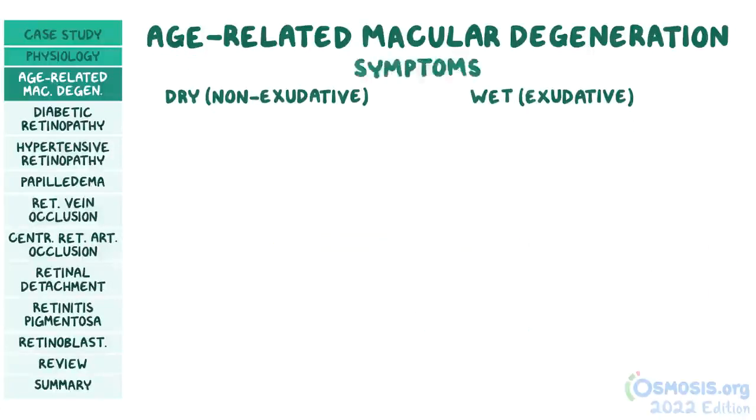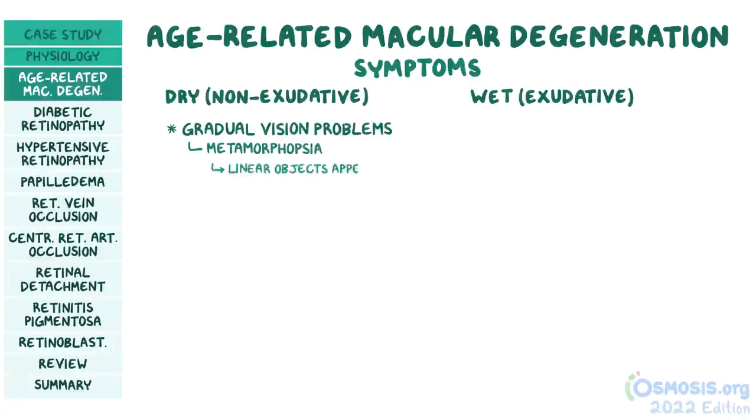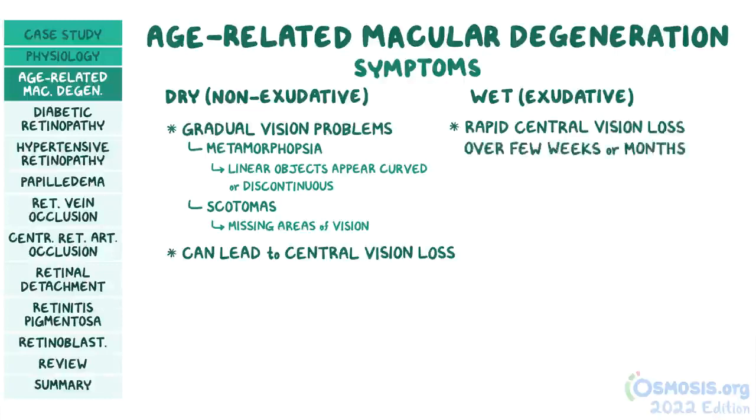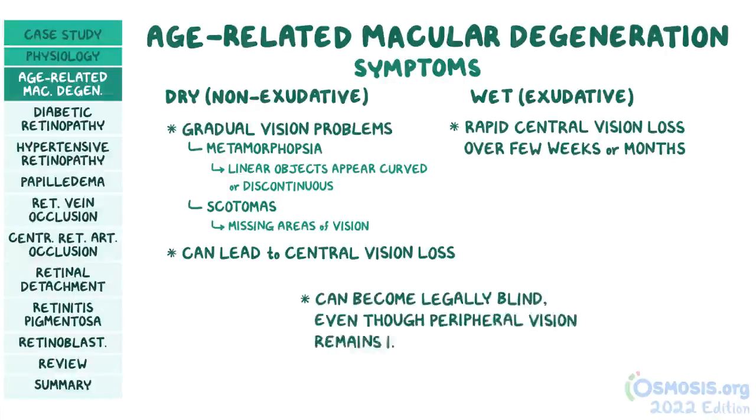In terms of symptoms, dry ARMD usually presents with gradual vision problems, such as metamorphopsia, which is a type of distortion where linear objects appear curved or discontinuous, as well as scotomas, or missing areas of vision, and eventually it can lead to central vision loss. In contrast, wet ARMD causes rapid central vision loss over a few weeks or months. Ultimately, individuals with ARMD can become legally blind, even though their peripheral vision remains intact.